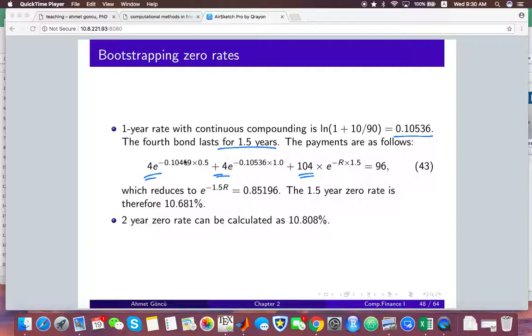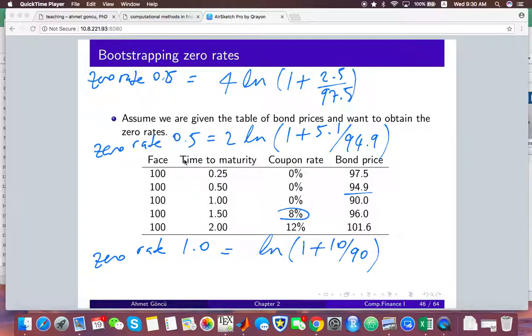So you can discount each of these cash flows with the appropriate zero rate. For the half year, you need to use the half year zero rate here. For the 1 year, because you will receive this $4 in 1 year, you need to discount it with the 1 year zero rate. And the unknown here is the 1.5 year zero rate, which we denote by this capital R. If we solve this equation, we can get the 1.5 year zero rate as 10.68%.